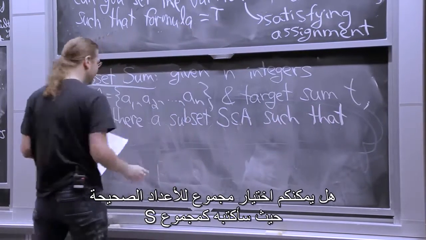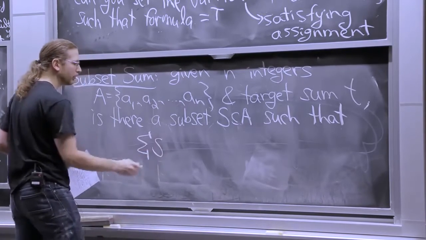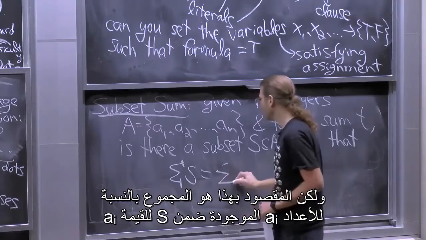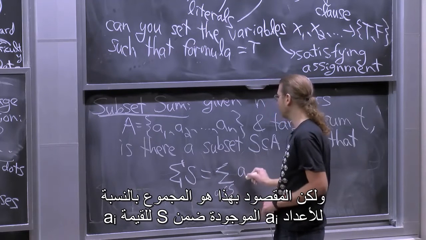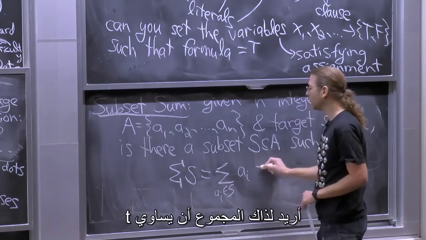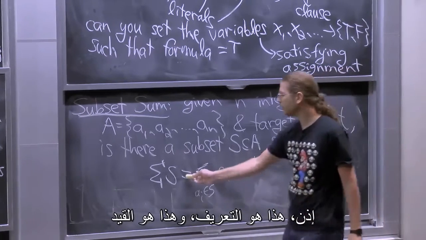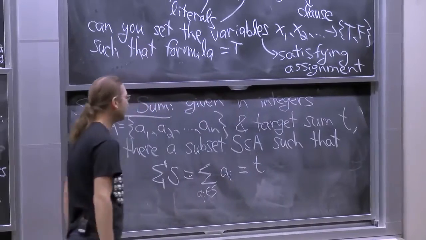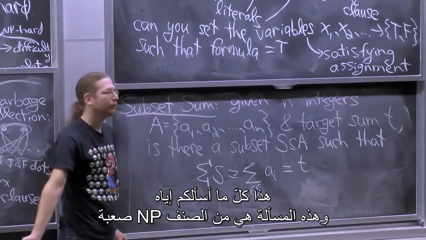Can you choose some of the integers, I'll write it S, so that the sum over the ai's that are in S of the value ai equals t? So this is a definition. This is the constraint. I give you a bunch of numbers. Do any subset of them add up to t? That's all this is asking.